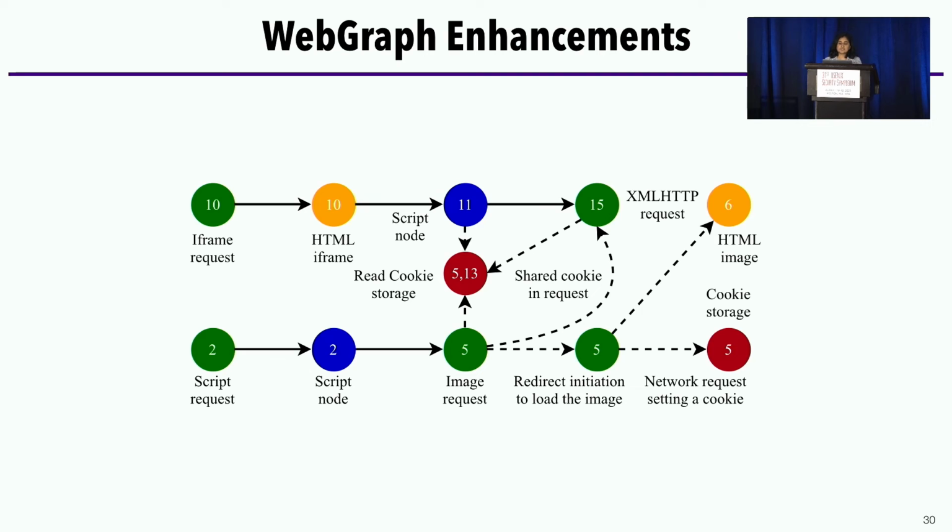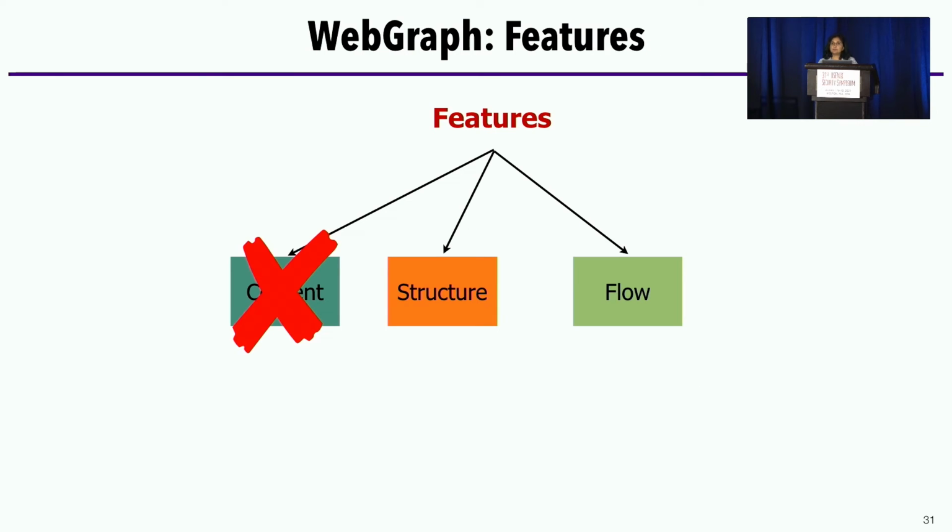With our enhancements, we actually see that previously disjoint tracker events are quite connected through common accesses to storage or sharing activities. And for WebGraph, we completely get rid of the content features, and we introduce a new category called flow features, and these could be things like how many times a particular cookie is modified or accessed, or how many times a cookie value is shared with another tracker.